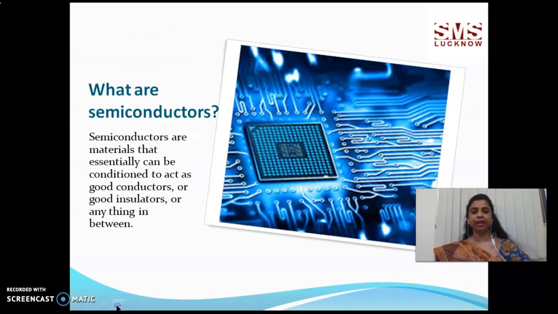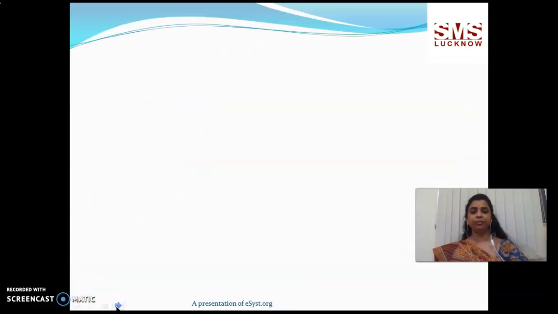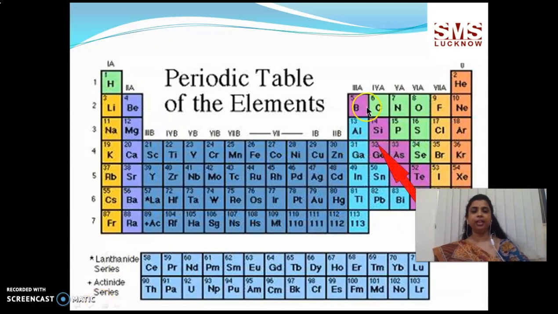The topic of my lecture is semiconductors. Now, what are semiconductors? Semiconductors are the devices which work both as conductors, as insulators, or something in between them. So, of the elements of the periodic table, we see that the elements of group 4A, especially silicon and germanium, behave as semiconductors. Now the question arises: why do these elements of group 4A behave as semiconductors?